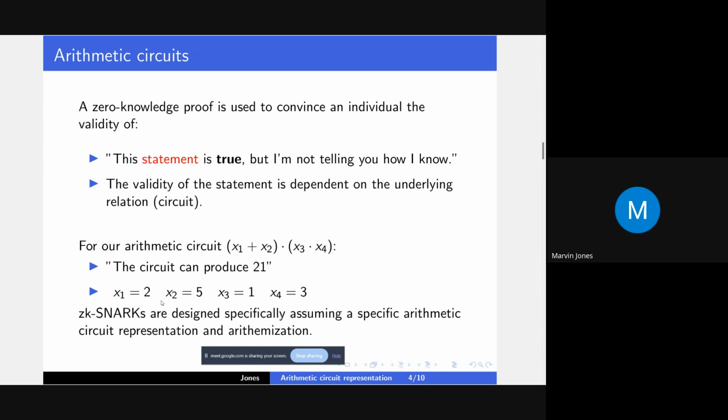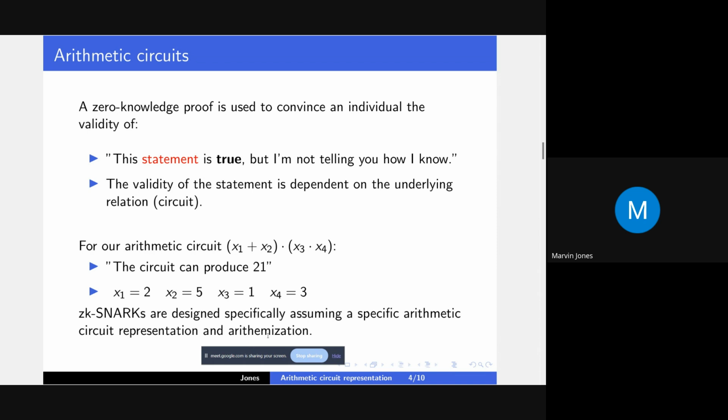So when you are designing a ZK snark, it's basically assuming a specific arithmetic circuit representation, and you might do some arithmetizations on it, which deals with a little bit more of the polynomial stuff, which we won't be diving into, again, just for keeping this as friendly as possible. All right.